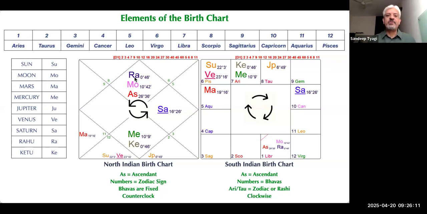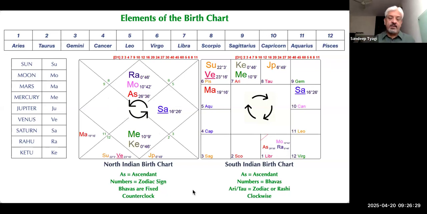Here it was found convenient to have the bhavas fixed and change the rashis depending upon which one arose. The ascendant is always fixed. It's always the first house. And in the South Indian chart, the ascendant gets marked depending upon the zodiac sign rising.